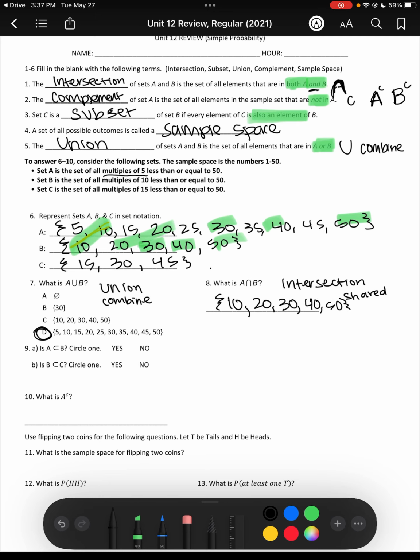Now, normally, you're not going to end up writing the entire set, okay? It just so happens that in this case, it's the entire set B. So our next question is a subset of B.